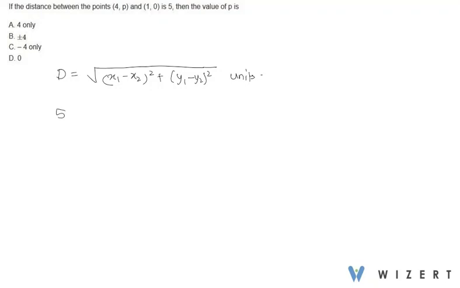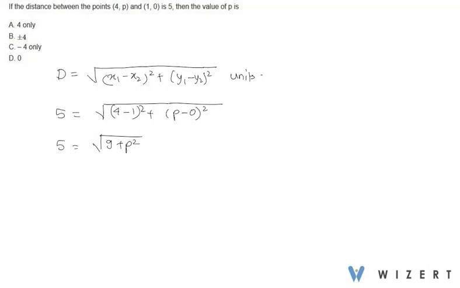So we are given 5 is equal to the square root of (4 minus 1) whole square plus (p minus 0) whole square. So that is 5 equal to, 4 minus 1 is 3, so 3 square is 9, plus p square.